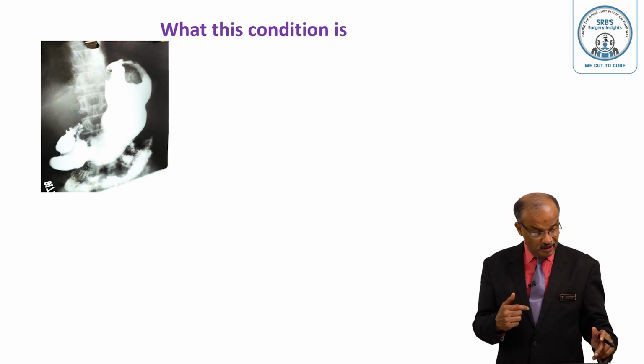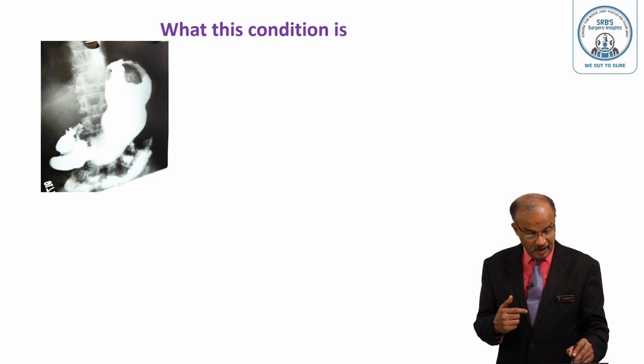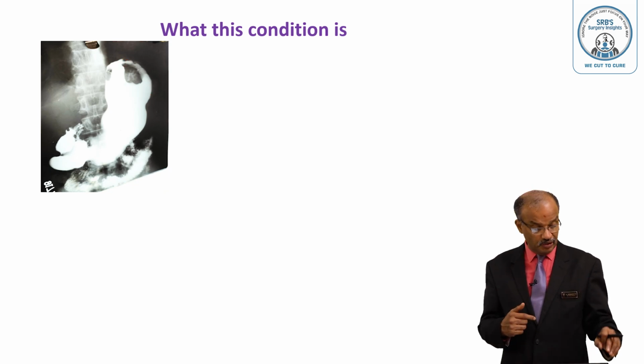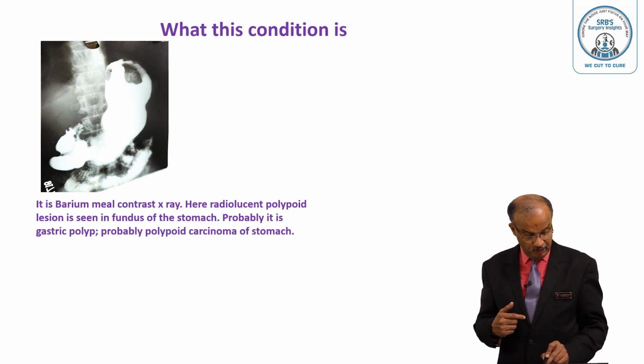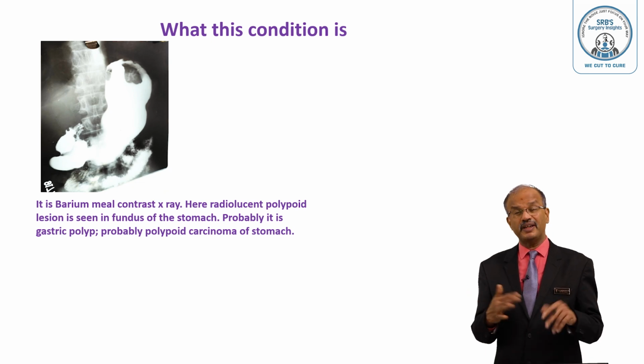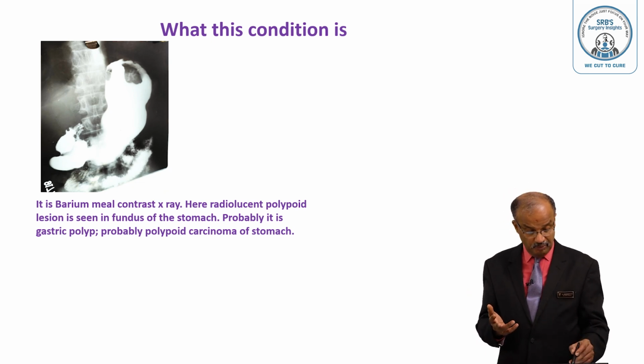So same thing here in this patient, there is a filling defect here, maybe smooth or irregular filling defect, and it could be a polyp. That's what exactly. So it looks like a polyp. So a radiolucent polypoid lesion is there. It may be a malignant polyp also. So can't say it is not a malignant polyp. So probably it is a gastric polyp. Polypoid carcinoma of the stomach is also a possibility, remember.